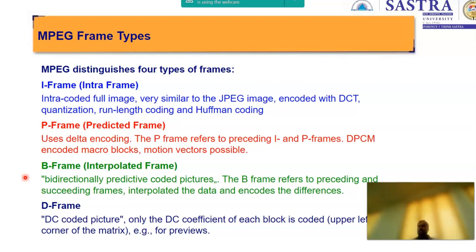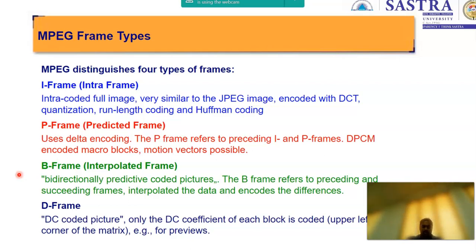So I frame, P frame, and B frame. This I frame is intra frame. Intra-coded full image, very similar to JPEG. The image is encoded with discrete cosine transform, quantization, run length encoding, and entropy encoding algorithms, which are used here as the compression techniques to reduce the memory sizes. And what about the P frame here?